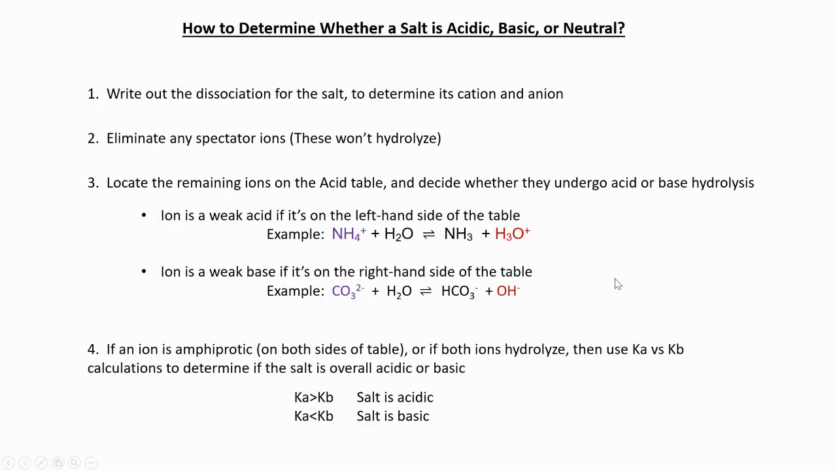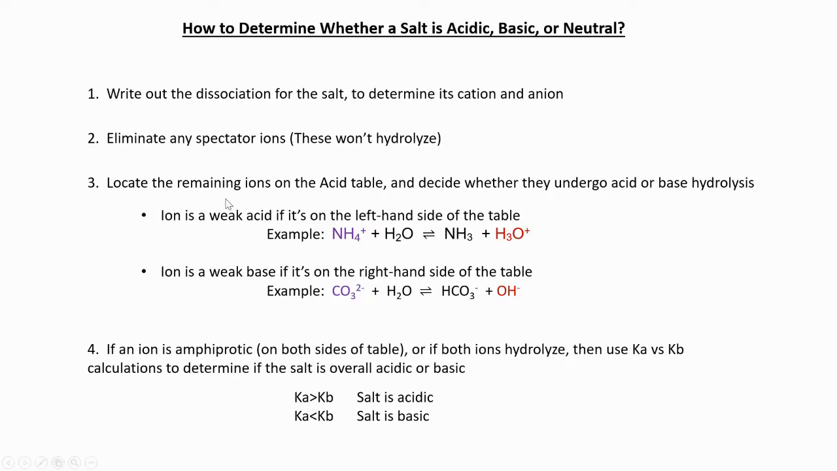This is the type of question that you'll get: how to determine whether a salt is acidic, basic, or neutral. The first step is to write out the dissociation of the salt and determine the cation and anion. We've been doing this all along since grade 11 and 12, so we're going to keep on doing this. Just break it up into cations and anions. Then eliminate the spectators. Our conjugates of the strong bases, just get rid of them. We don't worry about them at all. We'll just label them as spectators.